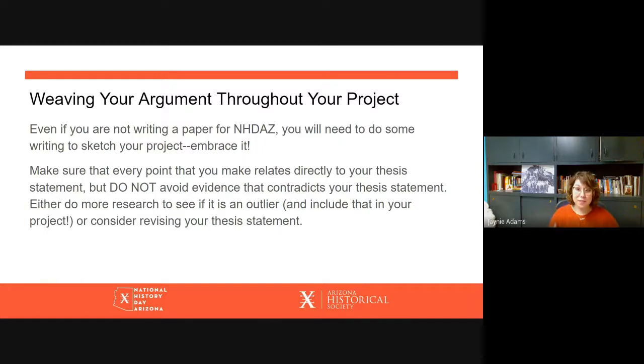What does it mean that there was one dissenter, for example? Or if you find lots of information that contradicts your thesis statement, consider revising your thesis statement. You want to make sure that you're not ignoring evidence that contradicts your thesis statement, but you're finding a way to incorporate that into your project, either by recognizing that it is an outlier or by revising your thesis statement.